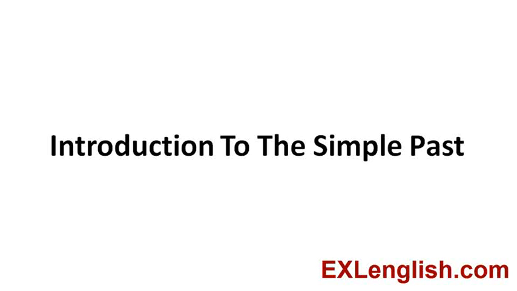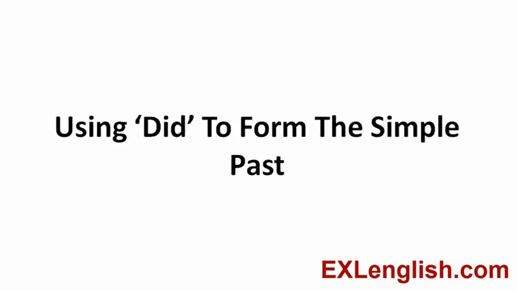So, the use of the simple past does not indicate how many times an event happened. It only tells us that what we are talking about occurred at some previous point in time. Now, there are two ways to form the simple past tense. So let's go ahead and take a look at them.